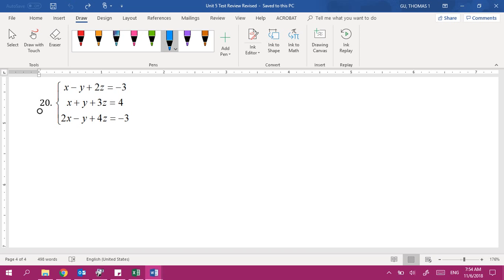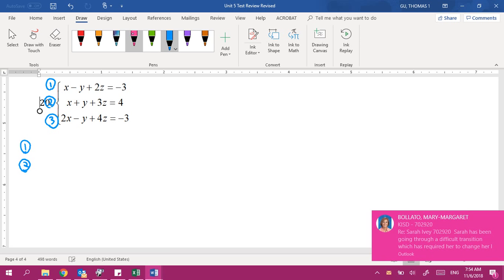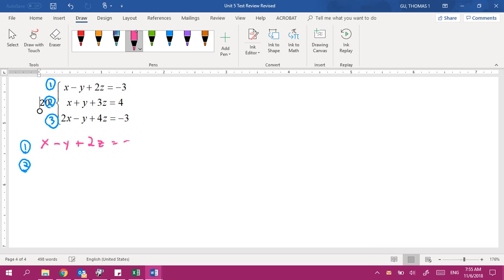So when we start, once again, we're going to label our three equations 1, 2, and 3. And then we want to pair them up here for elimination. So pairing 1 and 2. Equation 1 was x minus y plus 2z equals negative 3, and equation 2 was x plus y plus 3z equals 4. Can I eliminate right away if I add these two equations? Yes, I can. And what would my new equation be after I add these two equations together? 2x plus 5z equals 1.